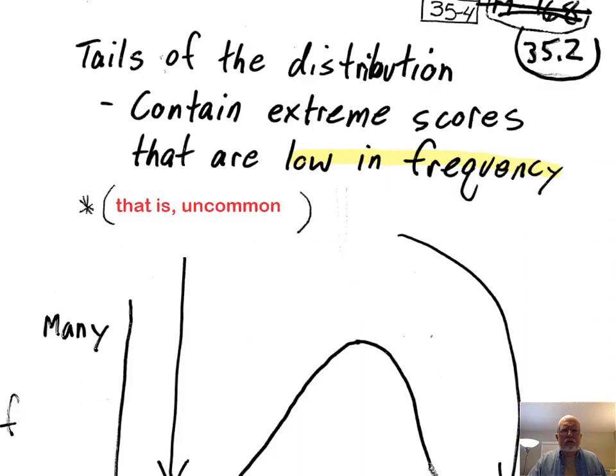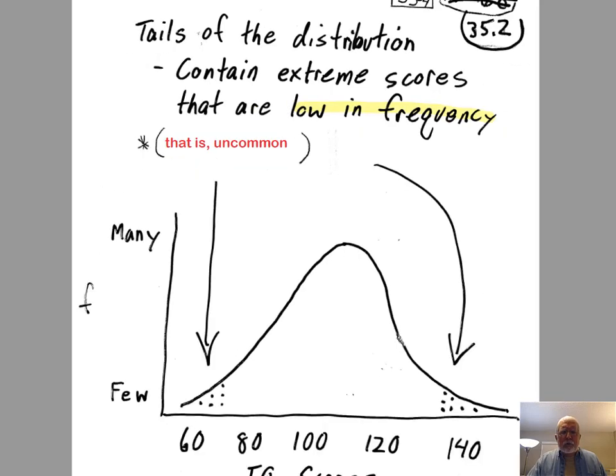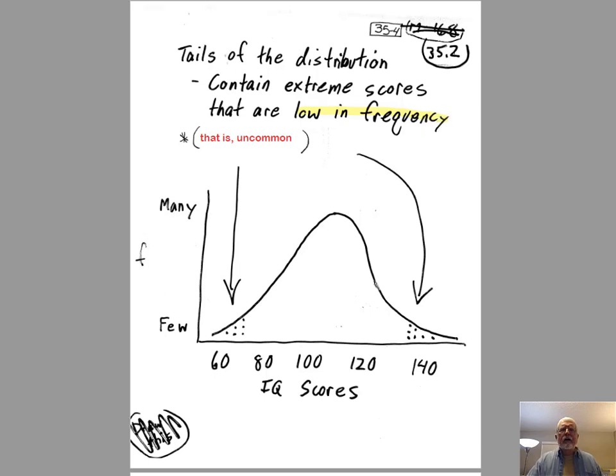I believe I'm going to have to shrink it down again to be able to see this on the screen. I am on page 35-2. We have a figure, once again, frequency distribution, mostly normally shaped distribution, IQ scores. Most people have IQ scores around 100. The tails of the distribution is that part of the distribution that contains scores that are low in frequency, in other words, scores that are uncommon.